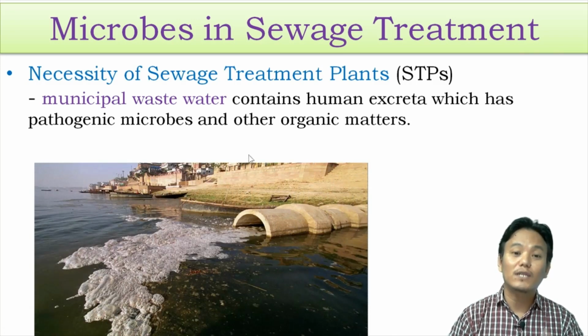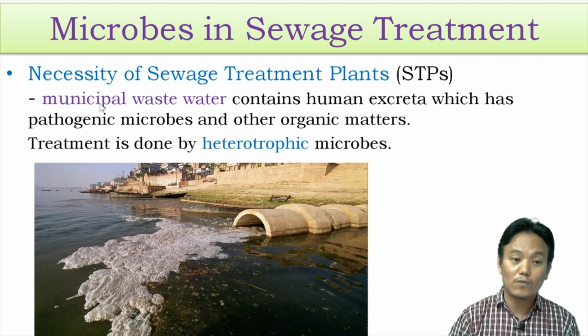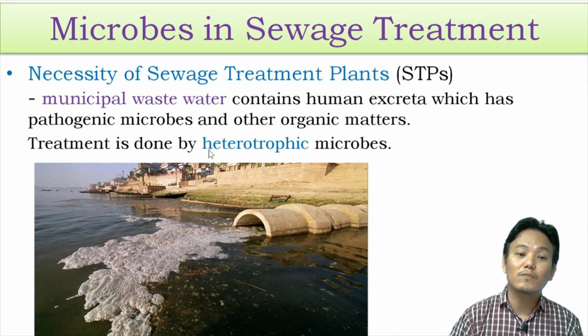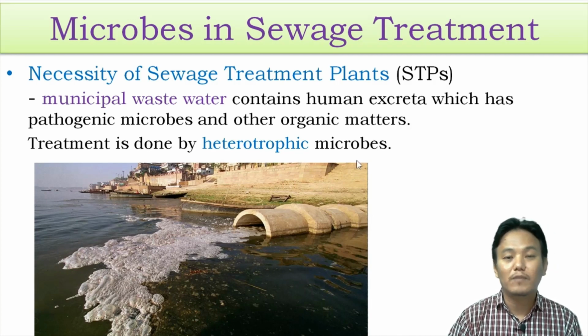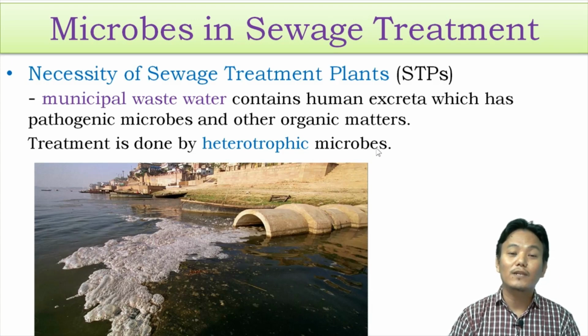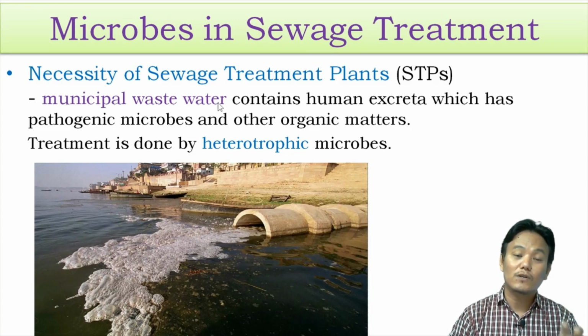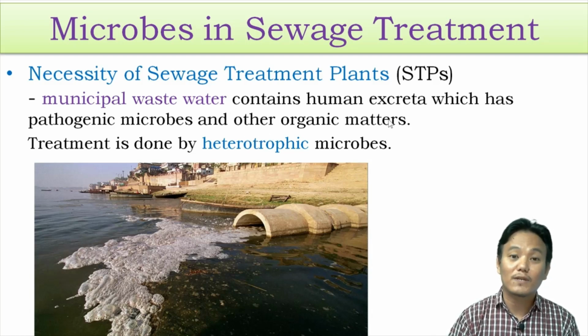Before being released into natural water bodies, the sewage should be treated first in sewage treatment plants. In sewage treatment plants, the municipal wastewater will be treated with heterotrophic microorganisms. These heterotrophic microorganisms will make the sewage water safe to be released into the natural water bodies. And that's why sewage treatment plants are necessary.